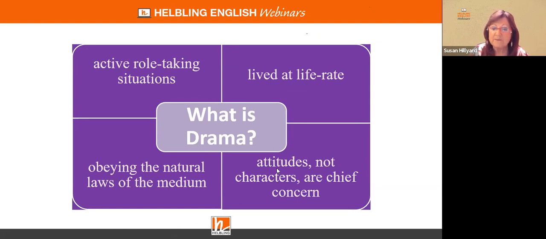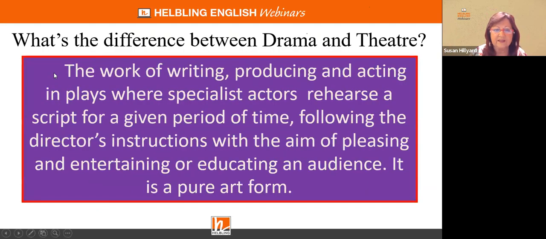And drama is about attitudes, not characters. And this is why drama is different from theatre, because theatre is mainly to do with students reading a play. I'm not moving on. I'm stuck. Here we are. What's the difference between drama and theatre? This is really important.